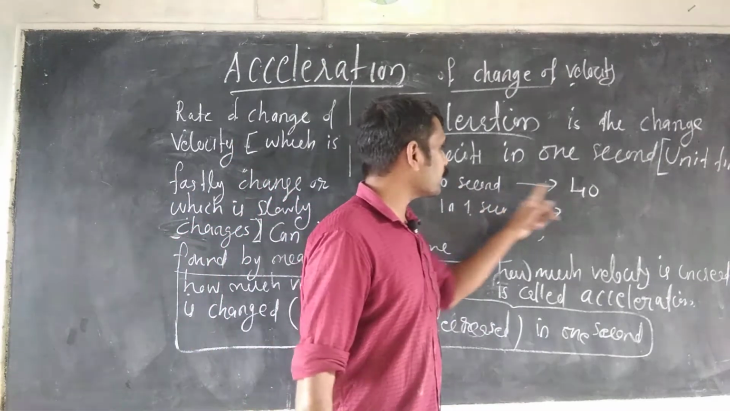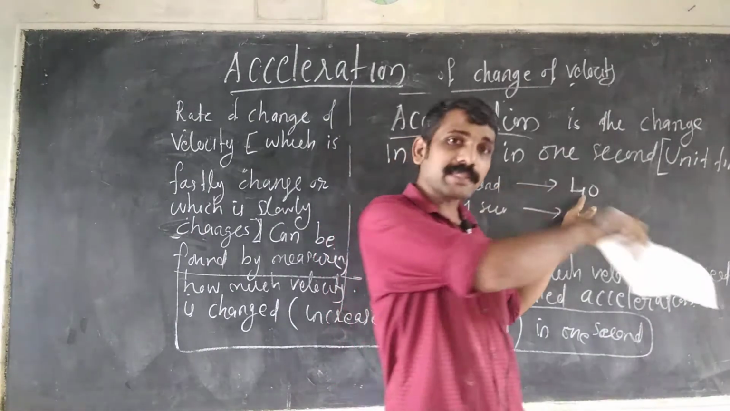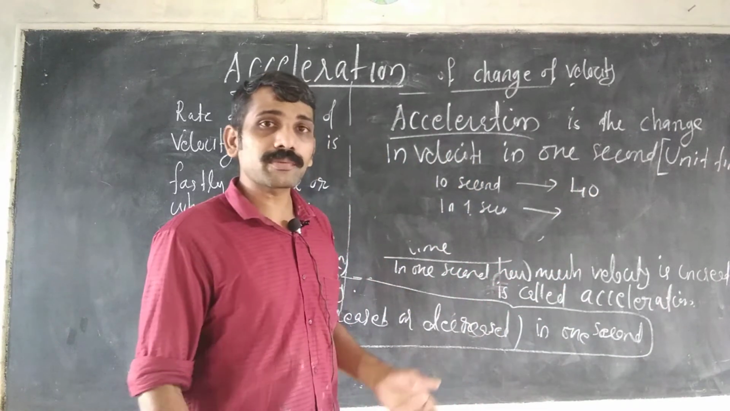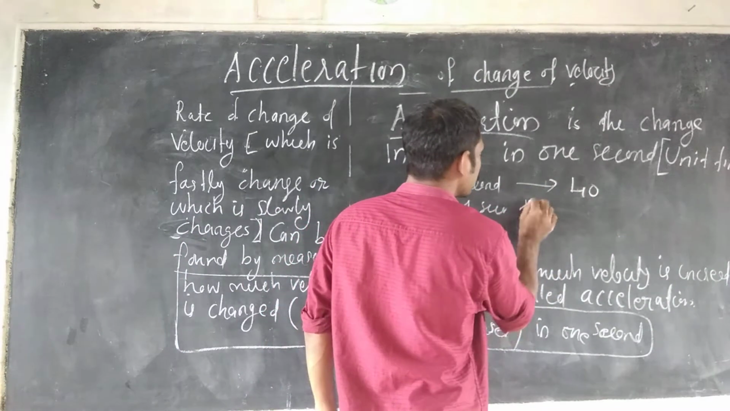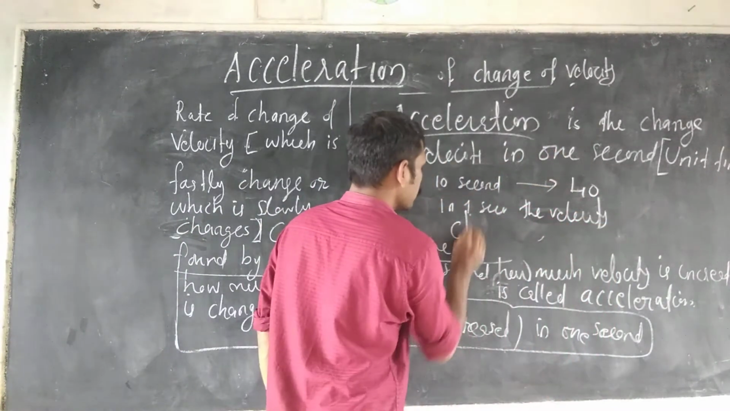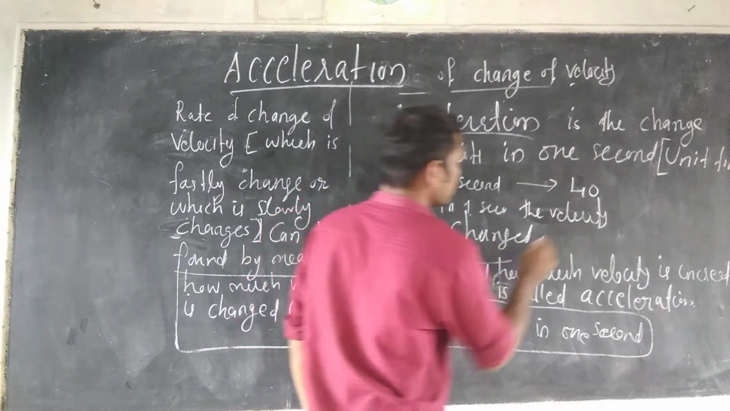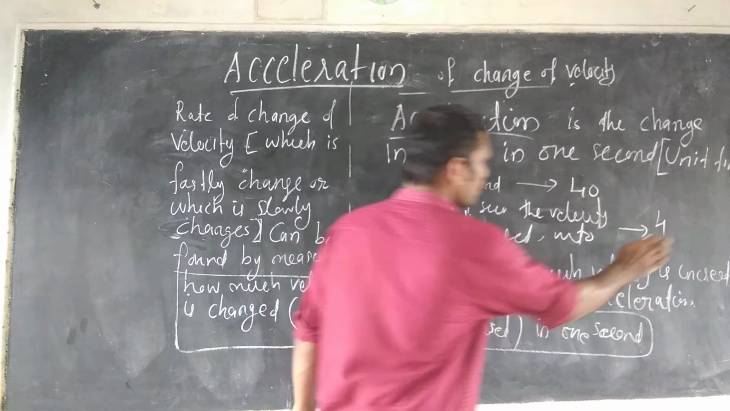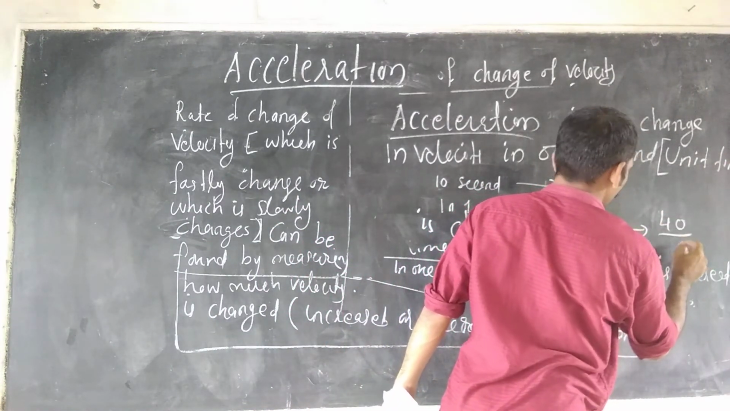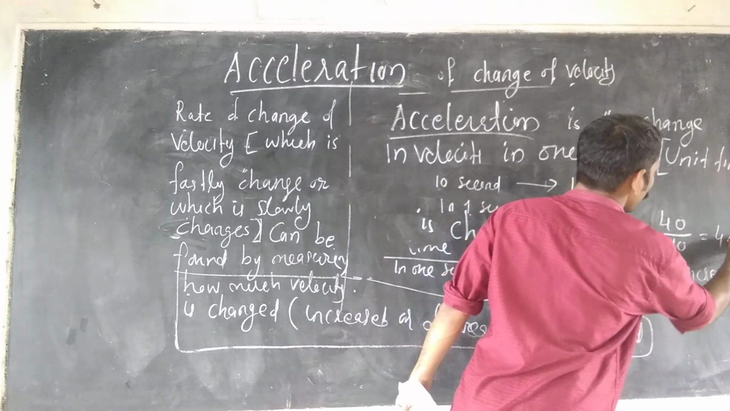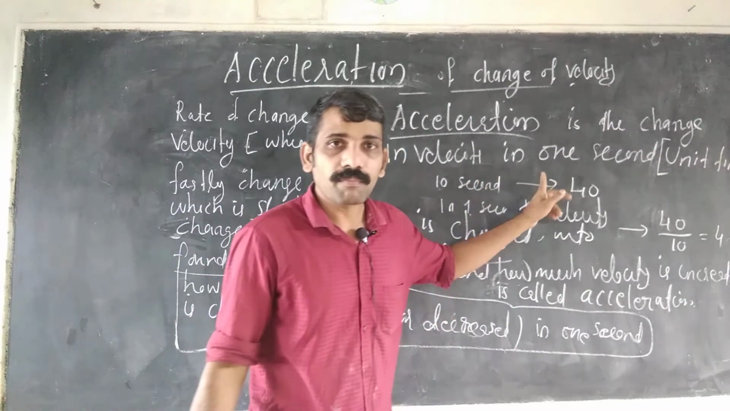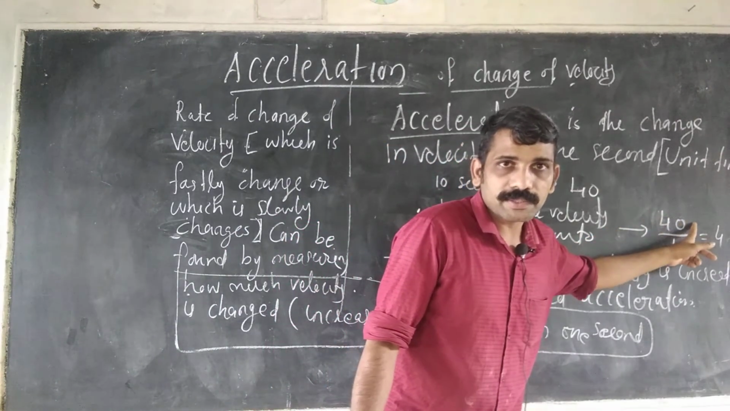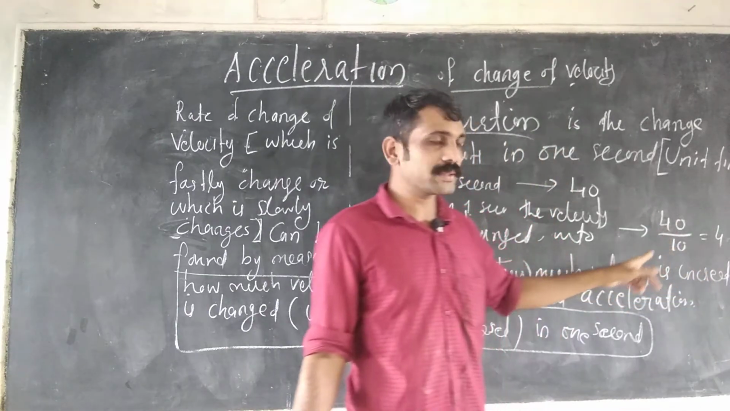So in 10 seconds, suppose velocity is increased to 40. In 1 second, how much will be the change? Velocity changes by 4, isn't it? How did you get 4? We have to divide the change in velocity by time. So we get 4. In 10 seconds velocity changes to 40, so in 1 second the velocity change is total velocity change by total time.